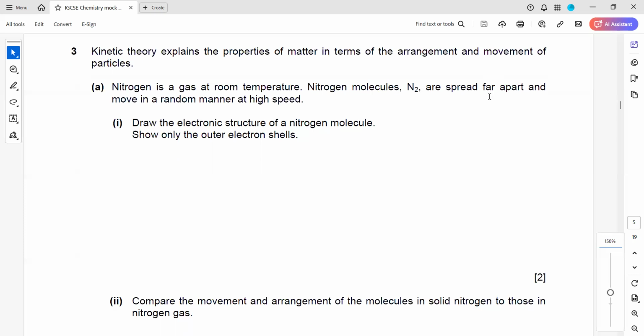In question 3, the kinetic theory explains the properties of matter in terms of the arrangement and movement of molecules.